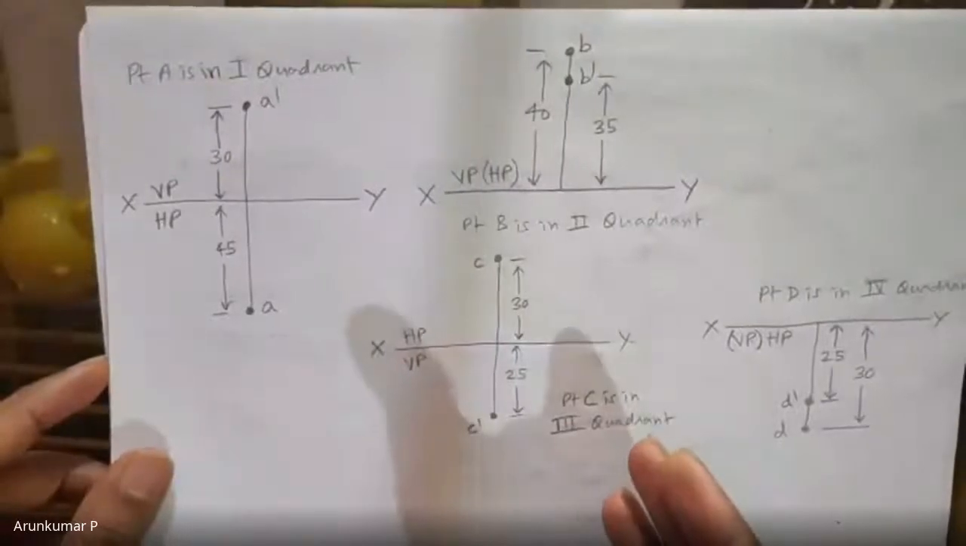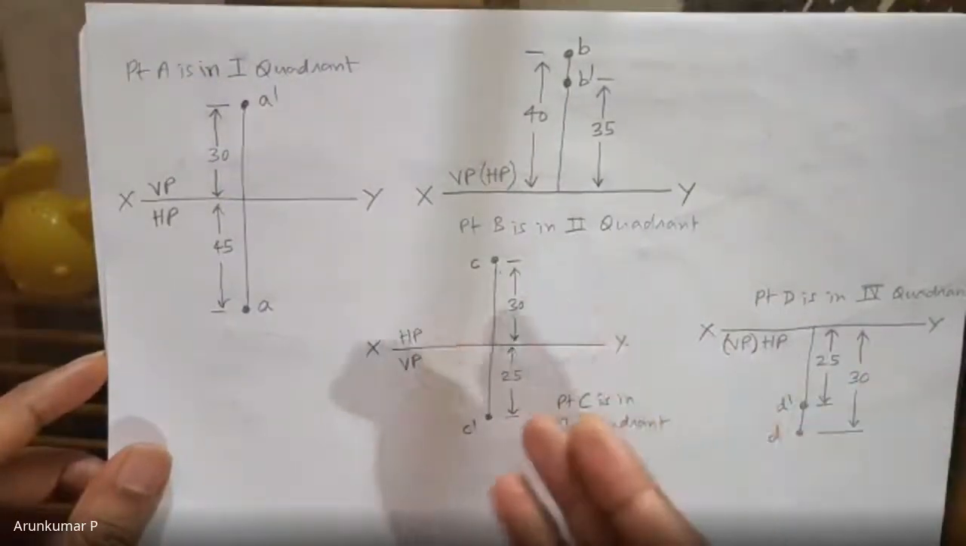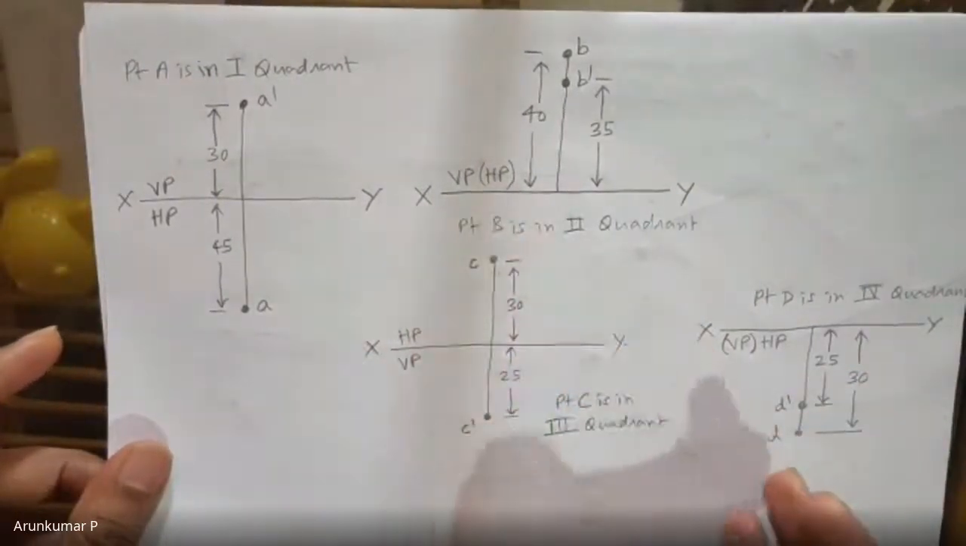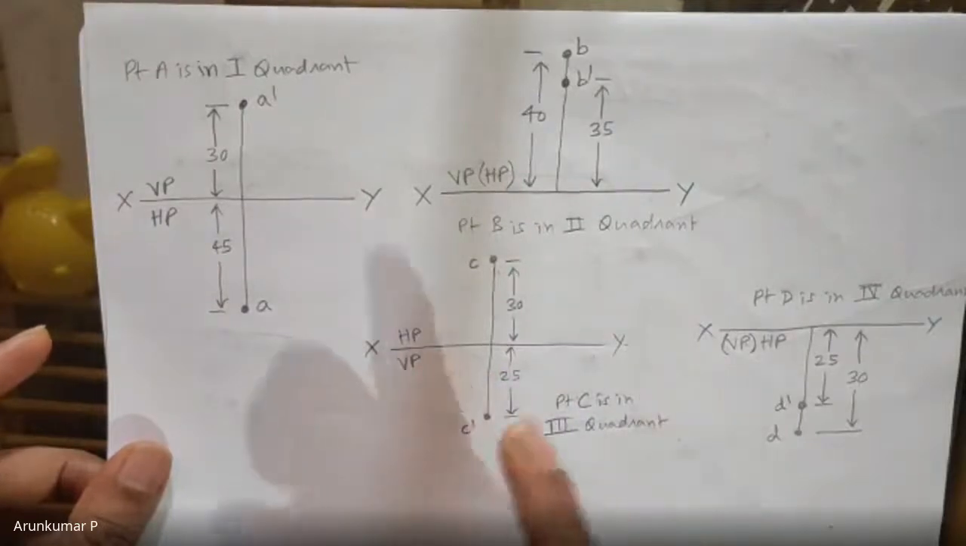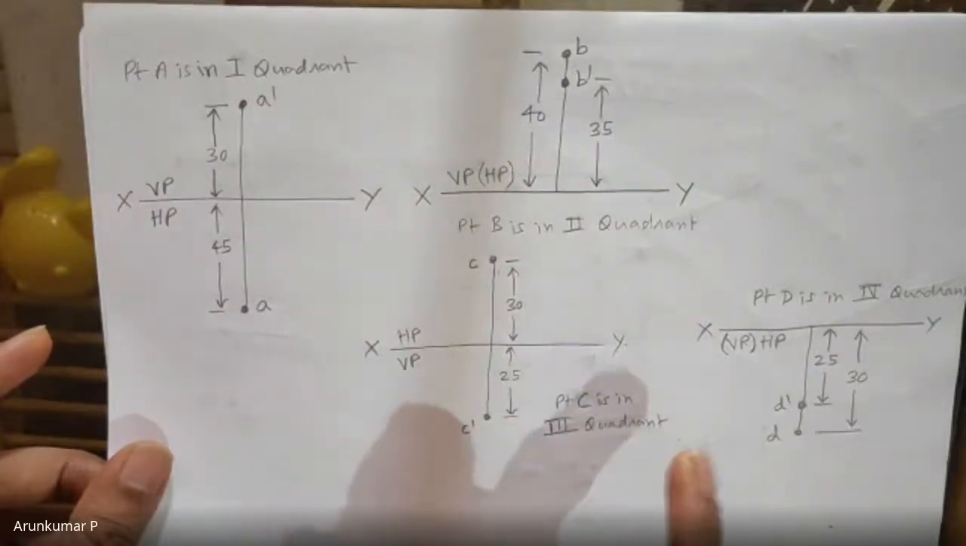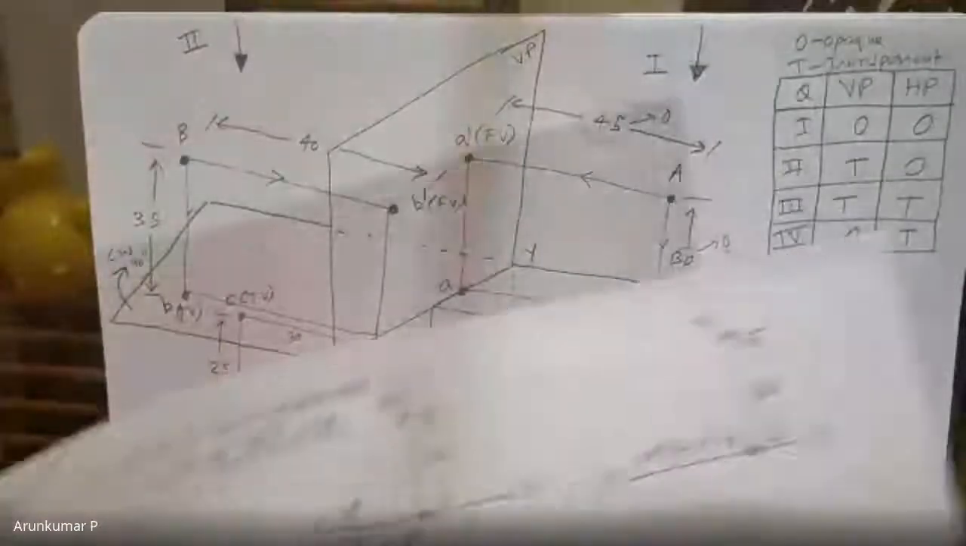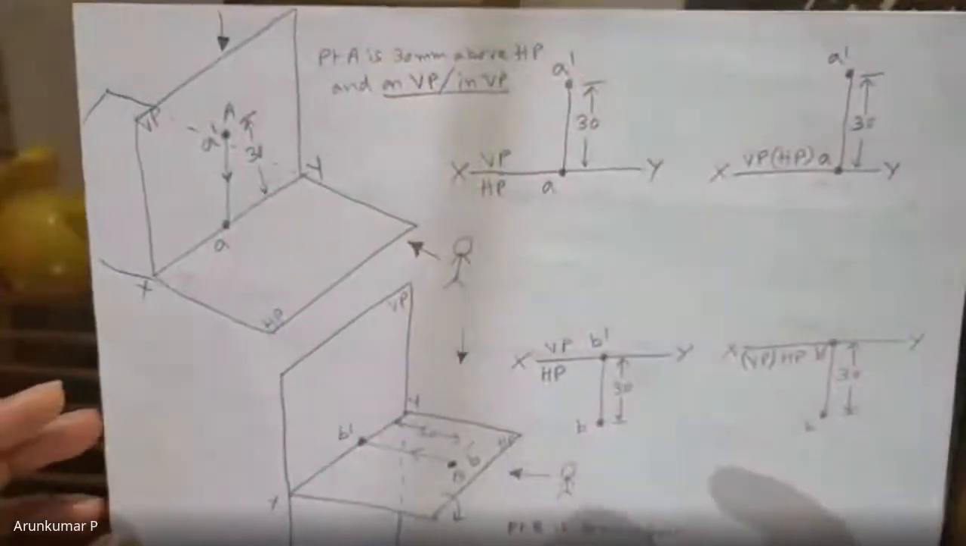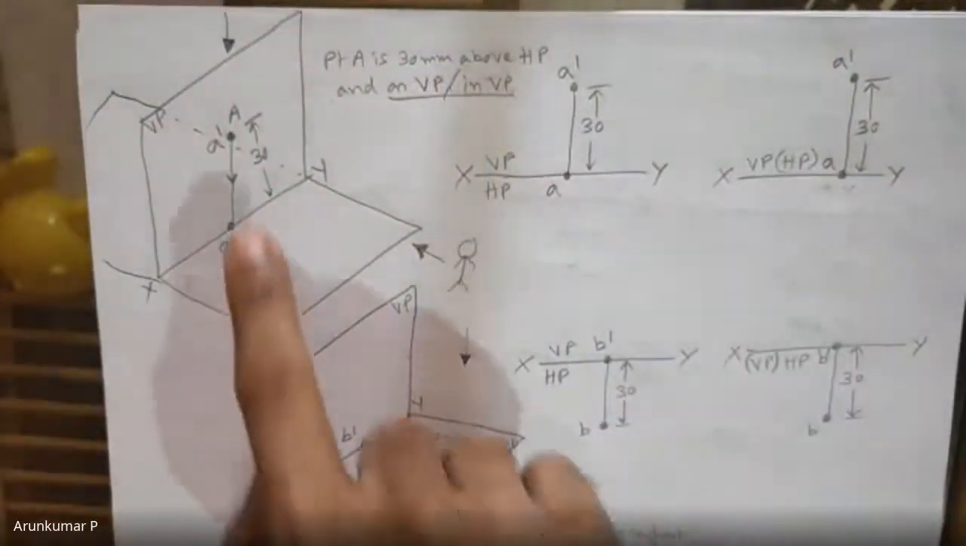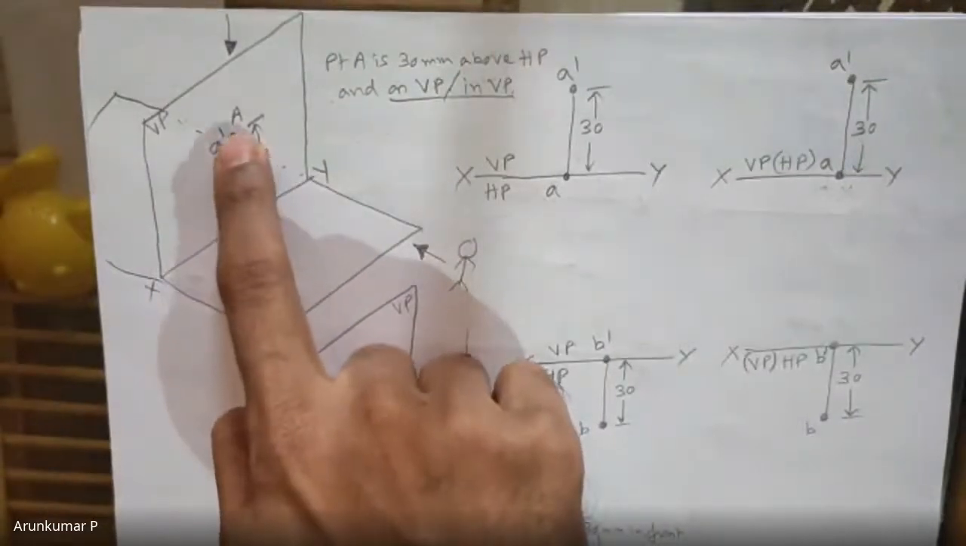And accordingly, if you remember, this is what we had solved. The same points we had drawn in all the four quadrants and seen where the front and top views come. Okay. And also we had seen some exceptional cases where the point is in VP or on VP.